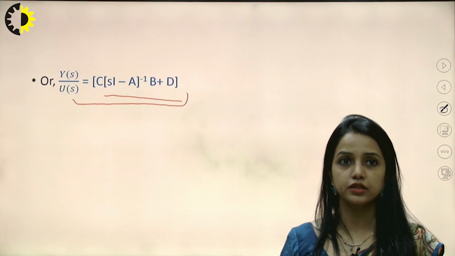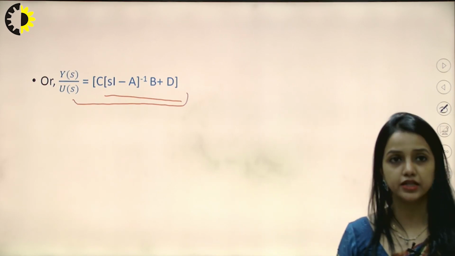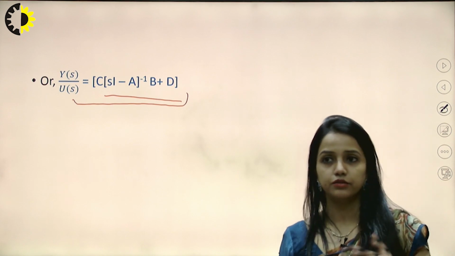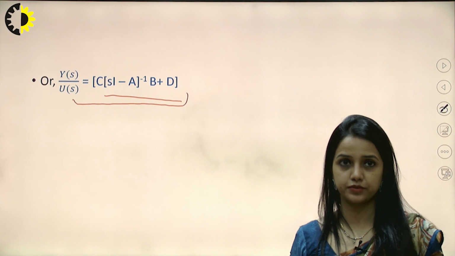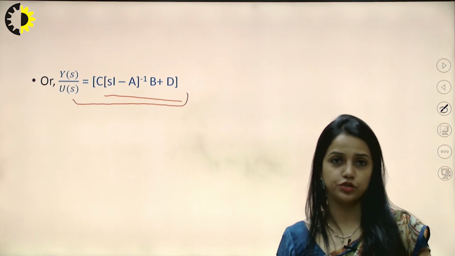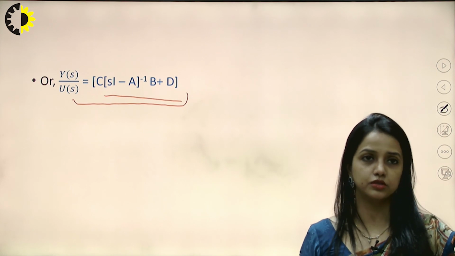So we can see that using this formula, we can get the transfer function from the previously available matrices. So this was all about Unit 2, and we will be studying more about control systems in my next lecture.